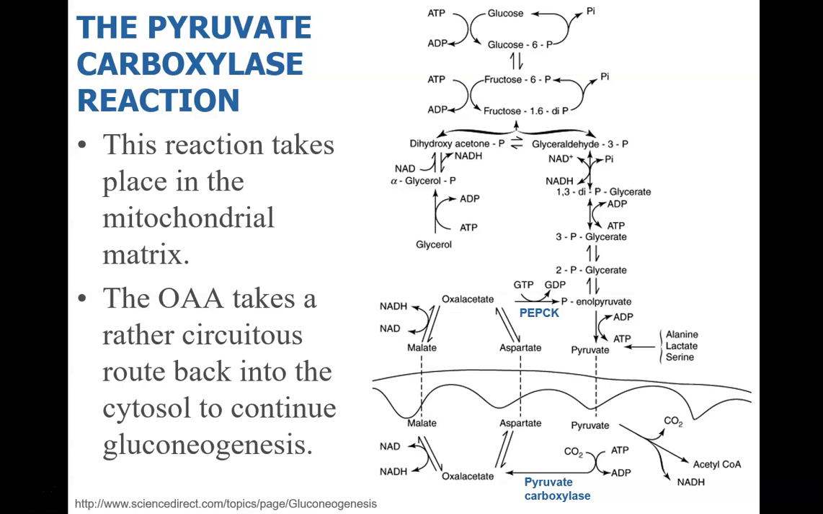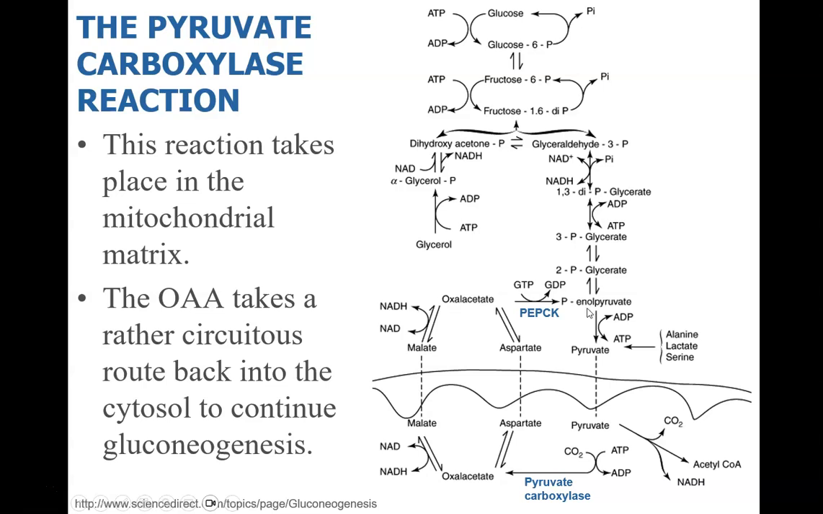This is an interesting reaction. If you look down here at the bottom, the pyruvate carboxylase reaction takes place in the mitochondrial matrix. Pyruvate is converted to OAA, and that's the pyruvate carboxylase reaction. What actually happens next is OAA is converted to malate, malate leaves, and then malate goes back to OAA. The reason we have to do that is because there's no shuttle to get OAA across. So we go from OAA to malate, malate leaves, malate goes back to OAA, and then here's the PEPCK reaction.